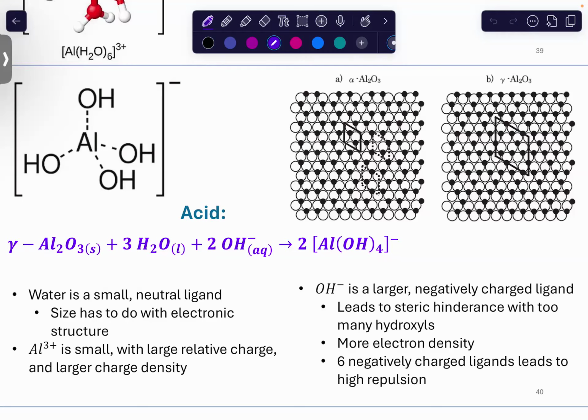The electronic structure of the hydroxide is much, much larger, and we have to take that into account when we think about the size of the ligand. And so that's why there's too much repulsion with the 6-coordinate environment. And so we end up with this tetrahedral environment that's the maximum that the aluminum can actually neutralize.